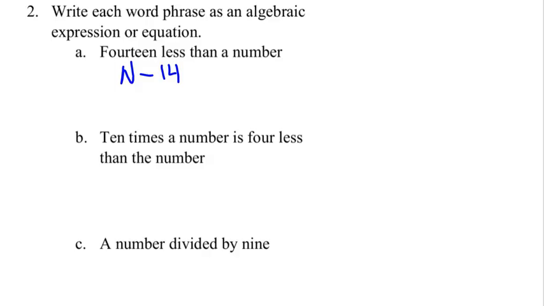Next, 10 times a number is 4 less than the number. So 10 times a number, so 10 times a number is 4 less than a number. So then we're going to just do minus 4 because it's 4 less than the number, and the number was n, and 10 times that number is going to be 4 less than that.